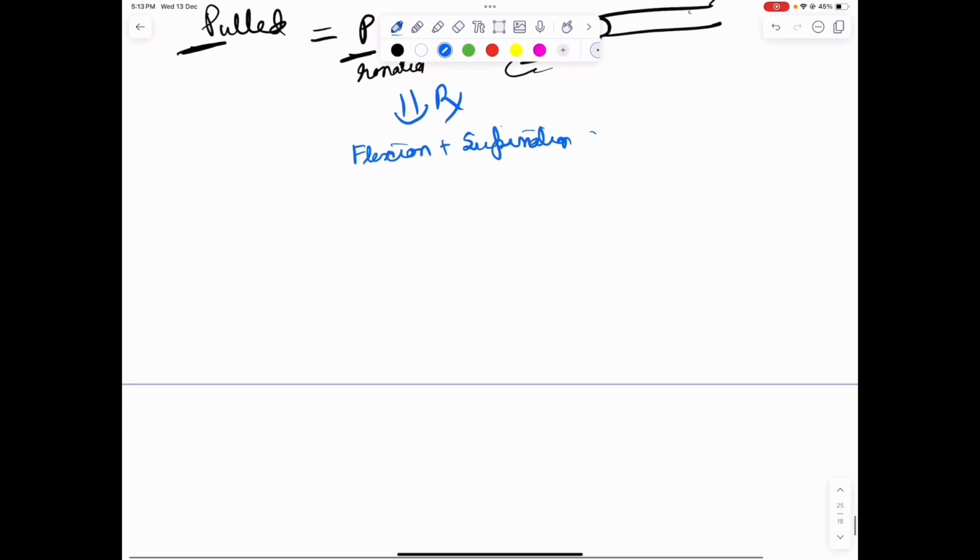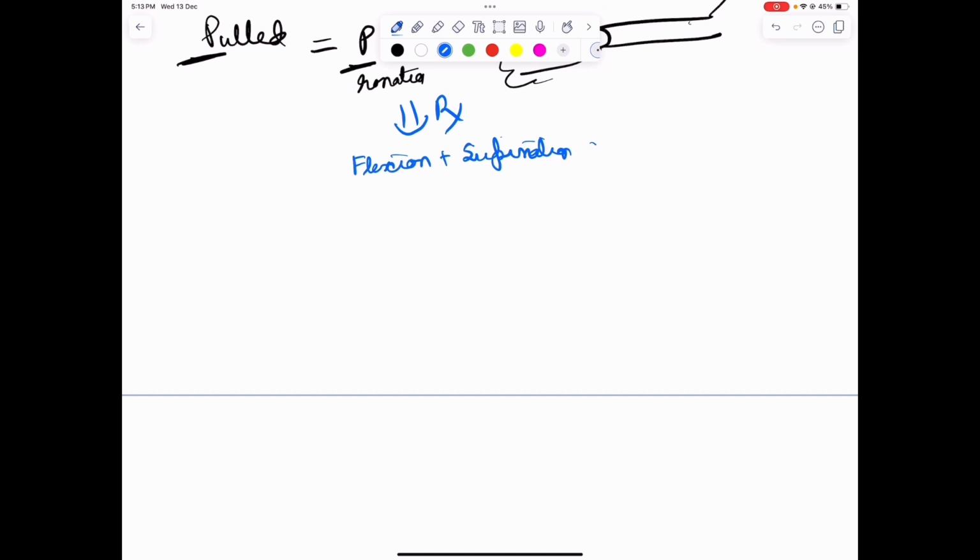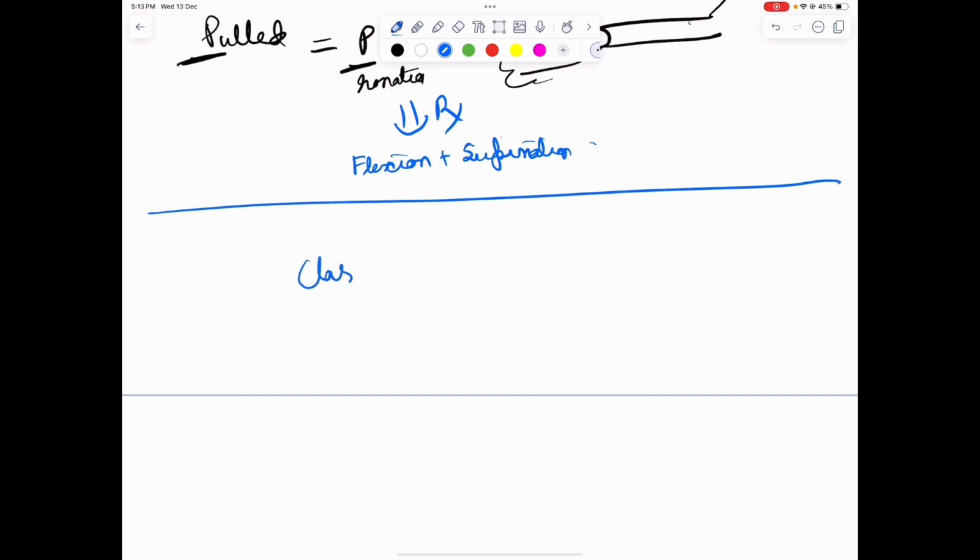Now there is modified Insall-Salvati index that is used for patella. Now we come on to the last part, that is classification. The remaining classification systems I will cover in a later part.